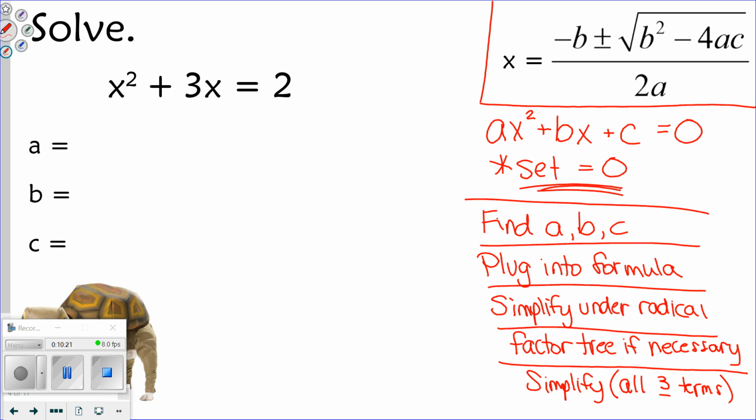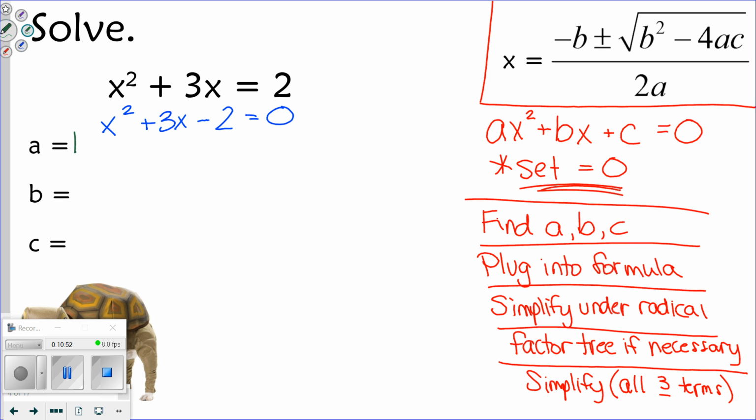So on this problem, what's the first thing I need to do? Equal to 0. Yeah, I got to move the 2 over. So x squared plus 3x, when I move this over, becomes minus 2 equals 0. Okay. What is my a value? 1. A is the number in front of x squared.